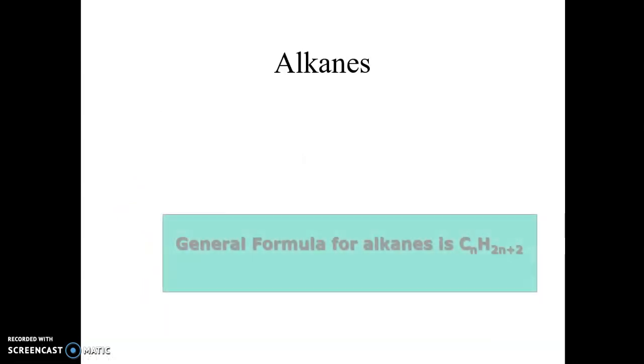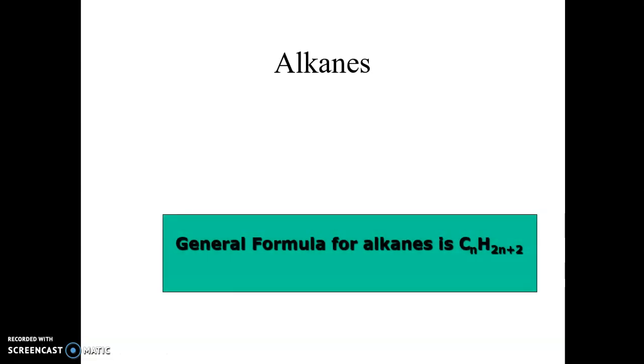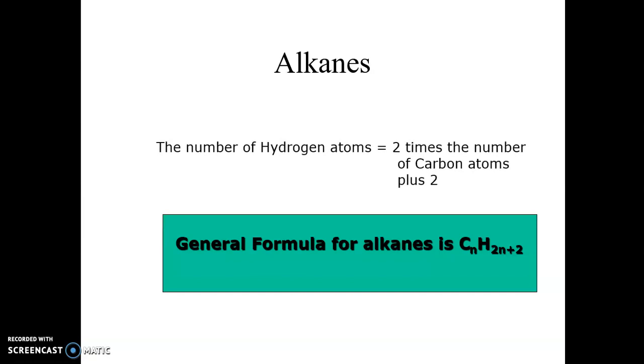So the general formula for the alkanes, we just mentioned that, is CnH2n plus 2. What that means is, however many carbon atoms there are in an alkane, there will be twice as many hydrogens plus 2. However many carbon atoms you have, it doesn't matter how many there are, if it is an alkane, it will have twice as many hydrogens as carbons plus 2. That's the general formula that you can apply in order to figure that out.